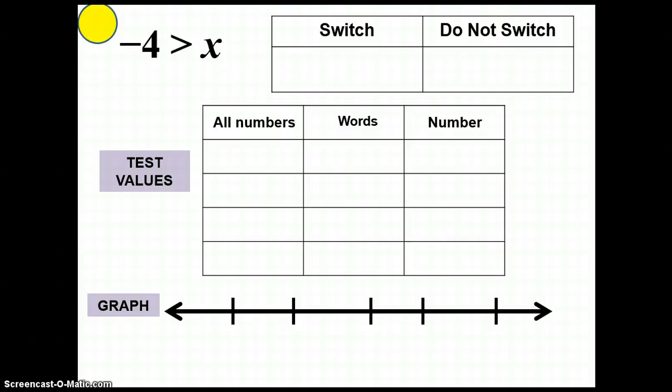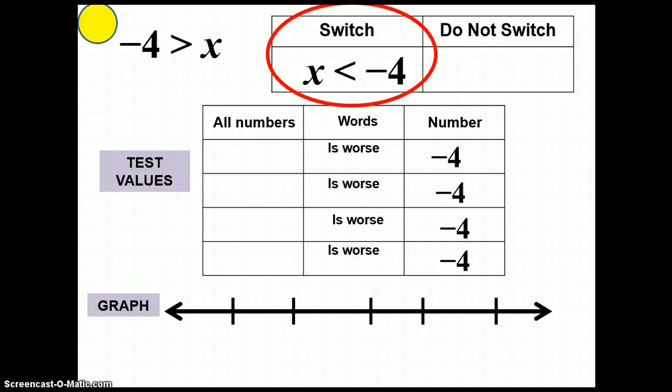All right, how about this next one? Does this one need to switch? -4 is greater than or equal to x, or -4 is better than x. This one would switch, right? So again, we're going to switch it, and the symbol switches directions. So let's compare it to -4. Is -4 worse than -4? No, it's not. So we're going to put a giant circle around it.